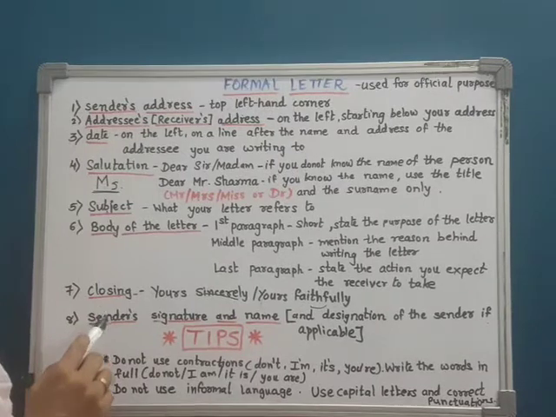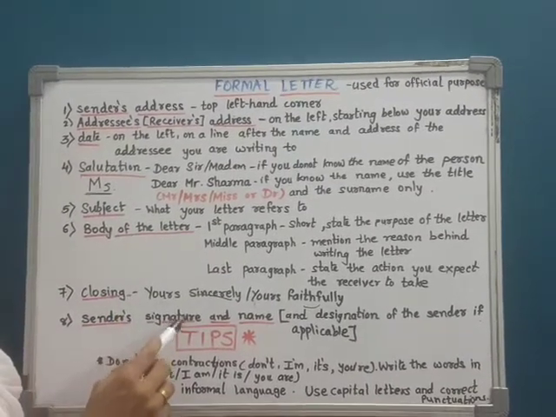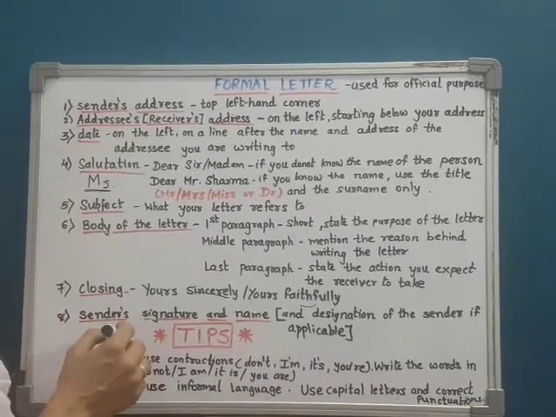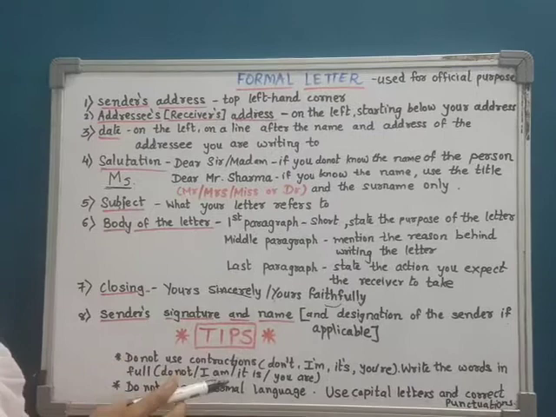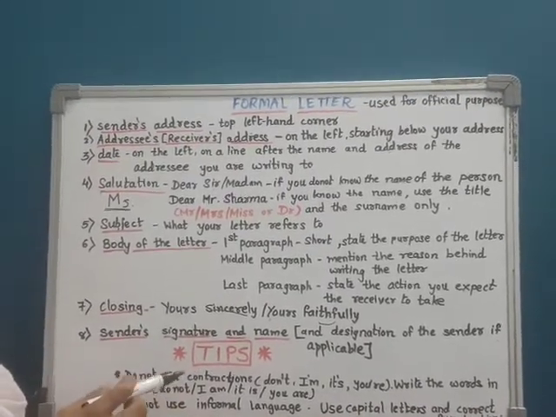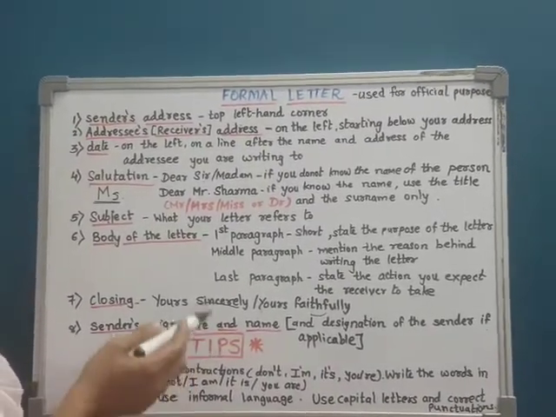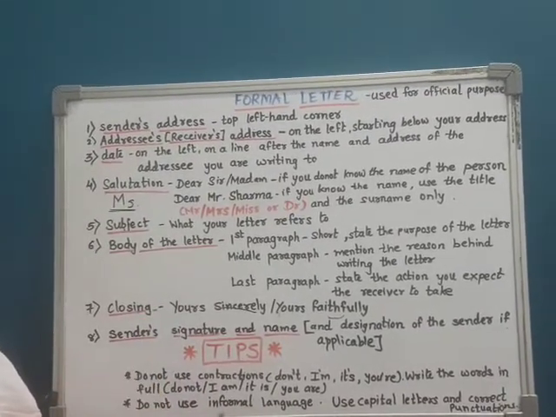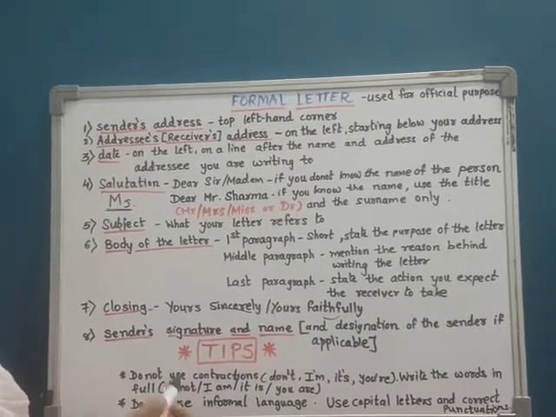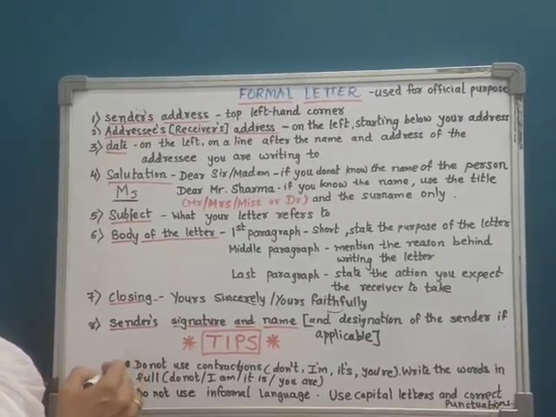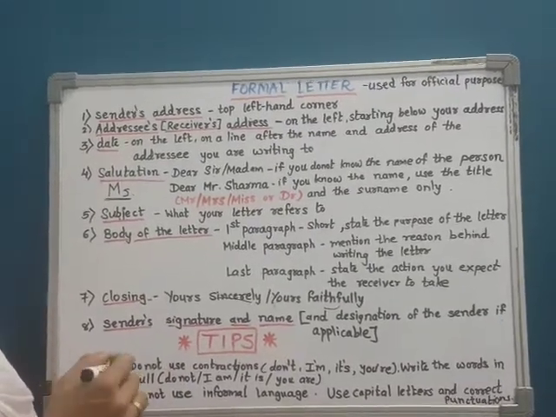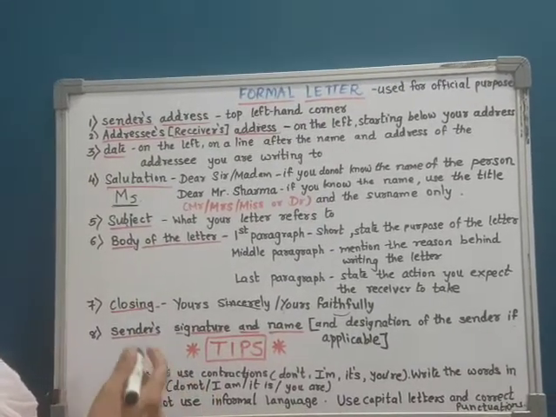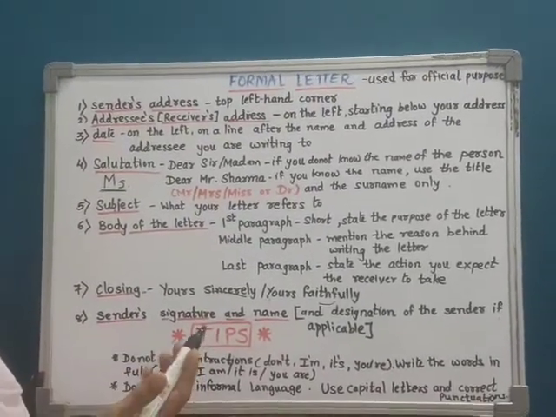Okay, at the last you will write the sender's signature and name. So you will sign at the last and you will write your name. Sometimes, if the designation of the sender is applicable, then you will write the designation. What is designation? If you are a teacher and you are writing to the principal, then when you write your name, below that in brackets you have to write your designation. Even if you don't put the brackets, you can just write below it teacher or whatever designation you have.